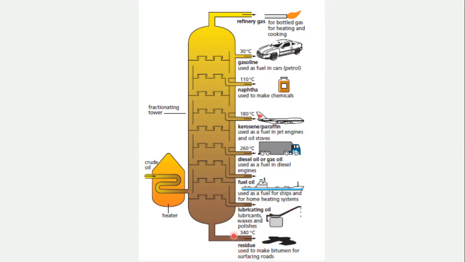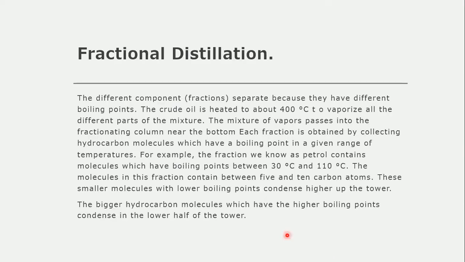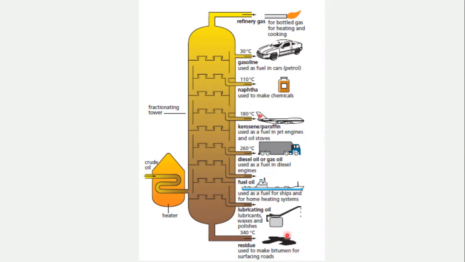And then you have a residue. You get a residue at the very end. Whatever is left behind is collected as a residue, and the residue is used to make bitumen. What is bitumen? Bitumen is a compound that we use to make the surface of the roads. The very top layer of the roads is surfacing. So we take the residue, we turn the residue into bitumen, and we use it for surfacing our roads.